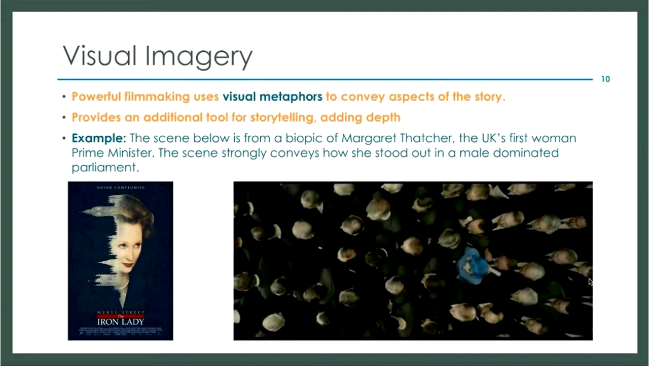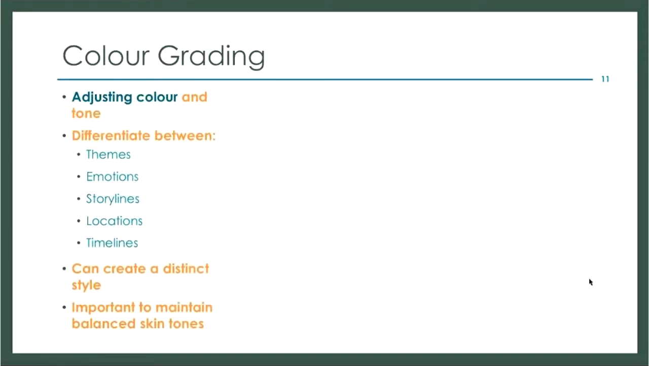And with visual imagery also comes color, or color grading. So this is a term given to adjusting the color and the tone of the film itself, of the image that you're seeing on screen. Directors can use color grading as a technique to differentiate between different themes or storylines, or perhaps locations in their own films. Sometimes even timelines. You know, if you have flashbacks or something, it'll probably be a different color scheme if this is being used.